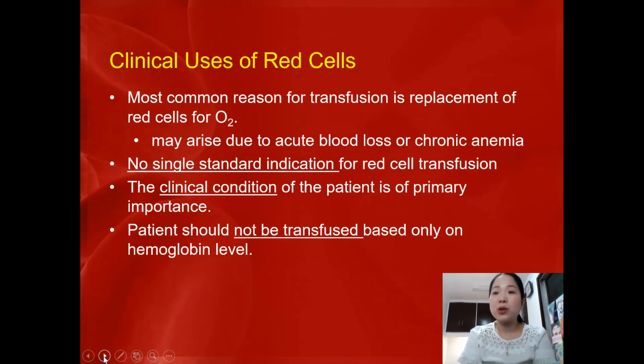So these are actually the clinical uses of red cells. Remember, the most common reason for transfusion is the replacement of red cells for oxygen, because the decrease in these red blood cells may arise because of an acute blood loss or chronic anemia. And again, there is no single standard indication for red cell transfusion. You should not only look at the hemoglobin level of your patient, but always look at the clinical condition of your patient.